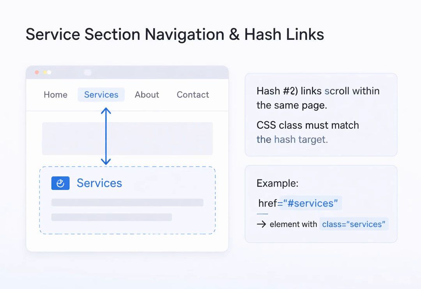Continuing from where we left off, there's an important concept about how navigation links work when you're building a multi-section web page. When you click a link that uses a hash symbol, like hash services, the browser is supposed to scroll to that section on the same page. But here's the catch. The CSS class or ID you assign to that section must exactly match what you put in the hash. So if your link says hash services, the section container must have the class or ID services assigned to it. This is what the instructor is walking through, making sure the hash in the link and the class on the element are perfectly in sync.